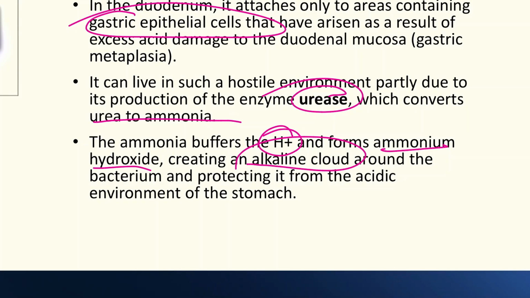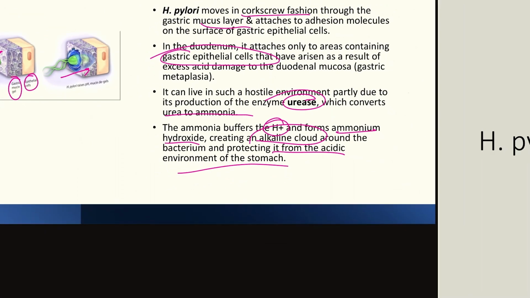pylori can survive, because it protects itself by converting the urea to ammonium. Ammonium binds to the hydrogen, gets out, and around the bacteria protects it from the acidic environment of the stomach. That's how the H. pylori survives.